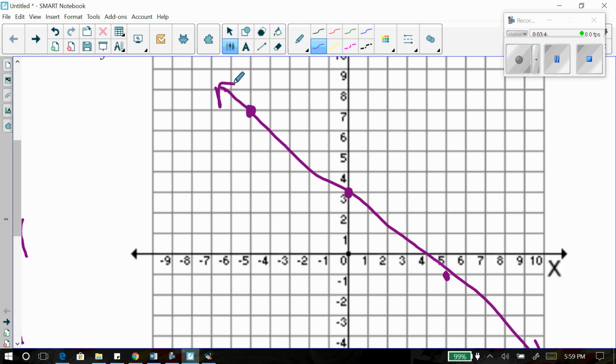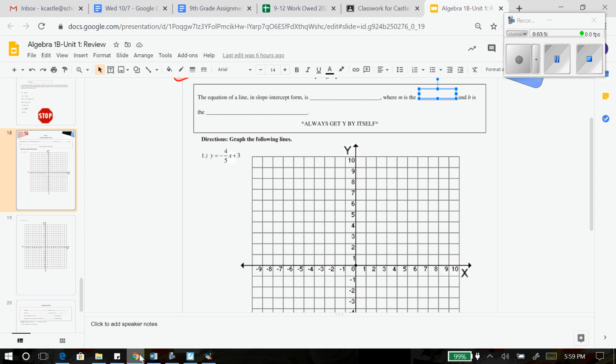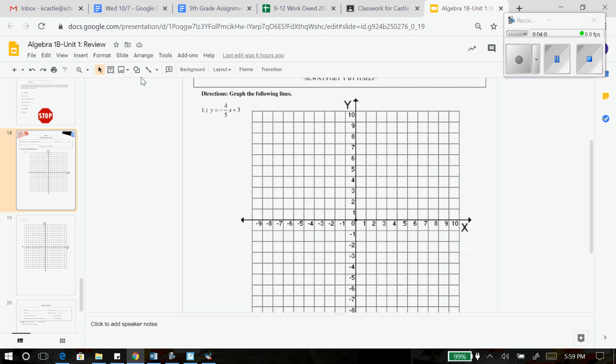Use arrows. Label. And that is how we graphed a line last year. Now, I want to show you how to graph this using your Google Slides here. So obviously, you can fill these in. There's a text box there. Here, if you go to this little function and choose arrow, right? Because you want arrows on this.